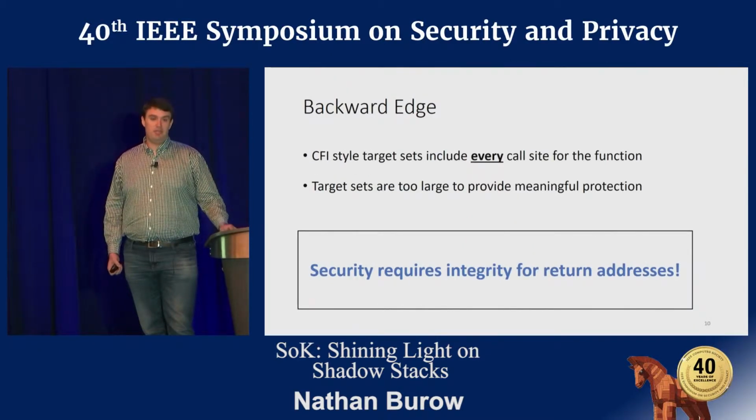And the reason is that because you have to include every call site for the function in the target set if you're doing static analysis, you end up with these huge target sets, potentially, especially for popular, say, library functions. And as control flow bending and control jujitsu have shown, the larger these target sets get, the more insecure they are in practice. And so we feel strongly that for backwards edges, these sets are too large to provide meaningful security in practice, and that doing security really requires integrity for return addresses.